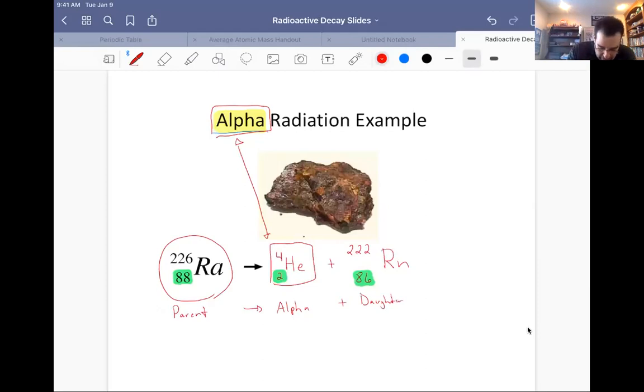So we had a large nucleus. It lost a particle, and we have a smaller nucleus left over. Okay? This guy's an alpha. Okay. Any questions on that before I go on to the next example? I know that's new. You're going to get an opportunity to practice it. It's okay.